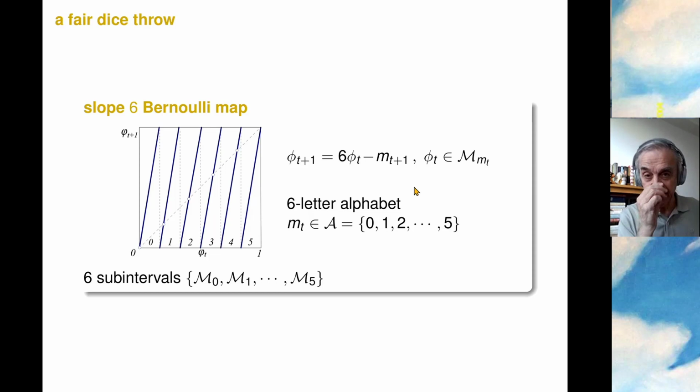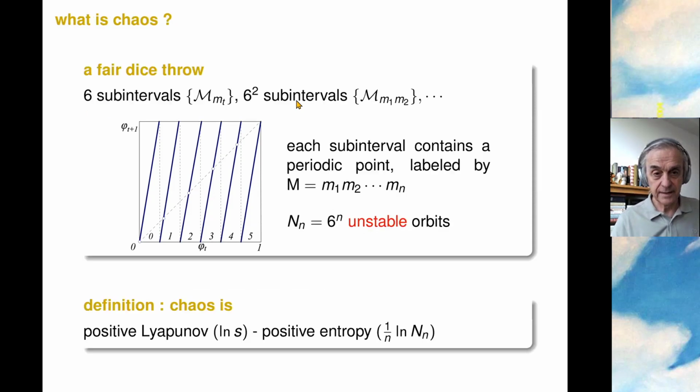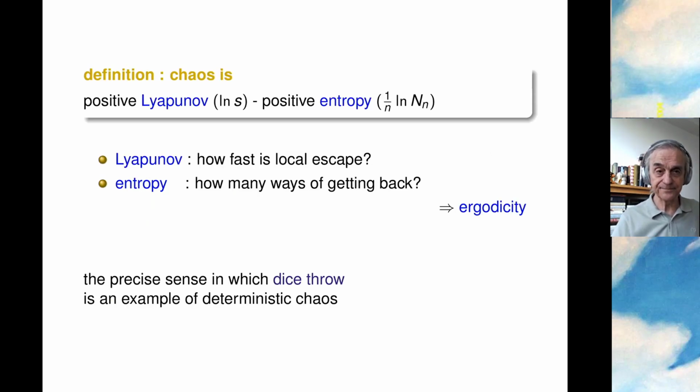That's called symbolic dynamics. But as we go further and further, these intervals get exponentially smaller, and we have exponentially many ways of coming back. So the slope of this curve is called the Lyapunov exponent. It's the logarithm of the slope. And the number of possible ways you can go through this flipping sequence is called entropy. You take its logarithm divided by n. Here you took the iteration and divided by the number of iterates. And that's chaos. That's the essence of chaos.